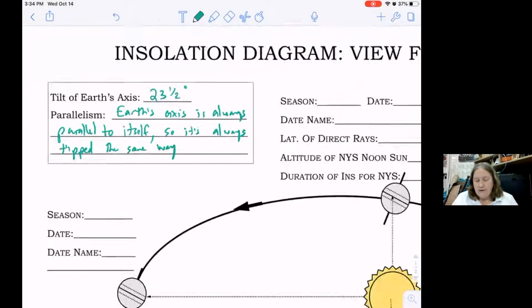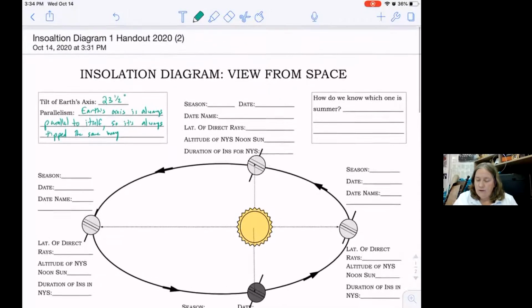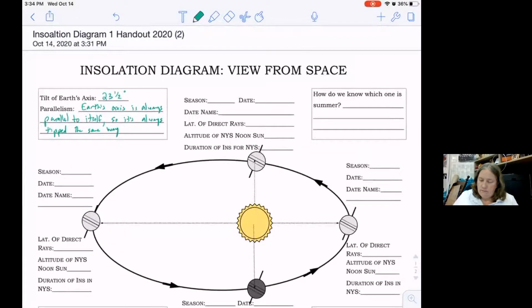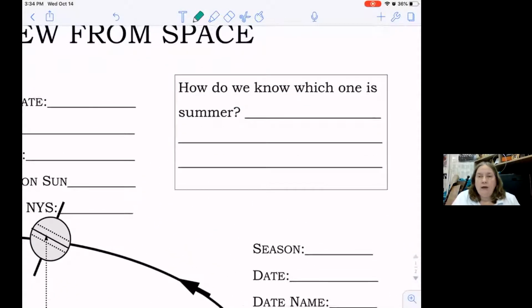All right. So when you look at this diagram, you notice that we have 4 seasons represented by the 4 positions of the Earth at the beginning of those seasons. We need to figure out which one is which. The way we do that is we talk about summer. So up here in the upper right-hand corner, you see this box that says, how do we know which one is summer? If you watched the last video and took notes on it, you know we figure out summer by when the northern half of the Earth is tipped toward the sun. So we're going to say the North Pole is tipped toward the sun.